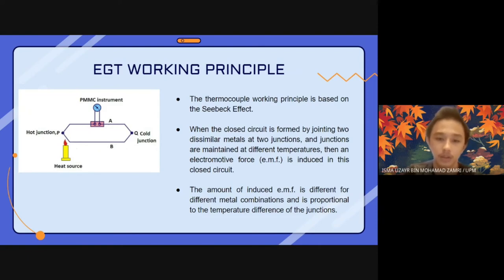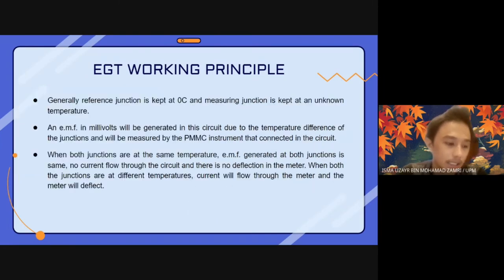So when a closed circuit is formed by joining two dissimilar metals at two junctions, such as chromel and constantan, and the junctions are maintained at different temperatures, then an electromotive force is induced in the closed circuit. The amount of EMF induced is different for different metal combinations and is proportional to the temperature difference of the junctions.